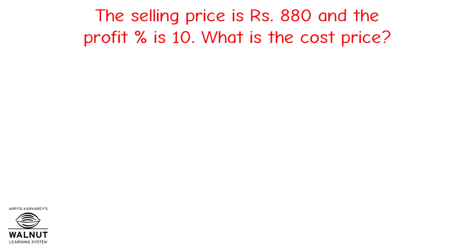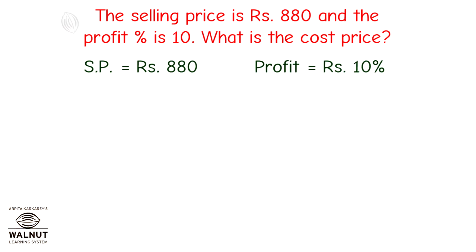What if profit percentage and selling price are given? How would you find the cost price? Let's try this one. The selling price is rupees 880 and the profit percentage is 10. What is the cost price? Now the profit percentage is 10, that means for rupees 100 CP, profit is rupees 10. We can say that for rupees 100 CP, selling price is rupees 110.